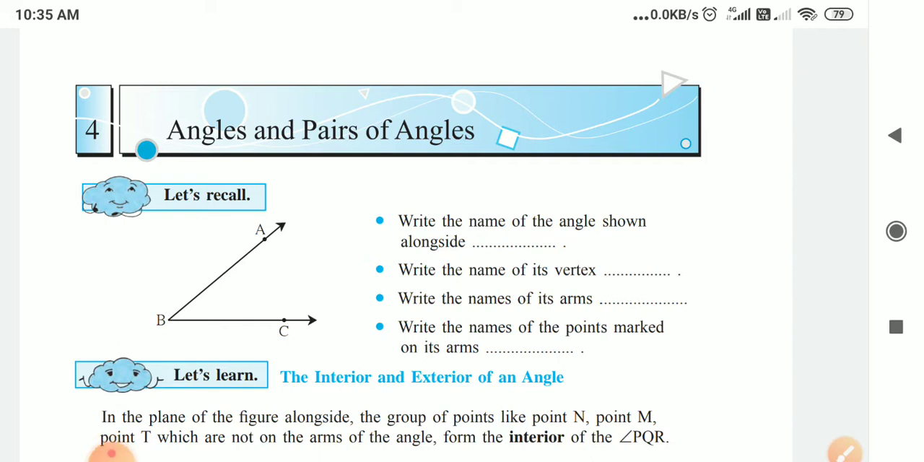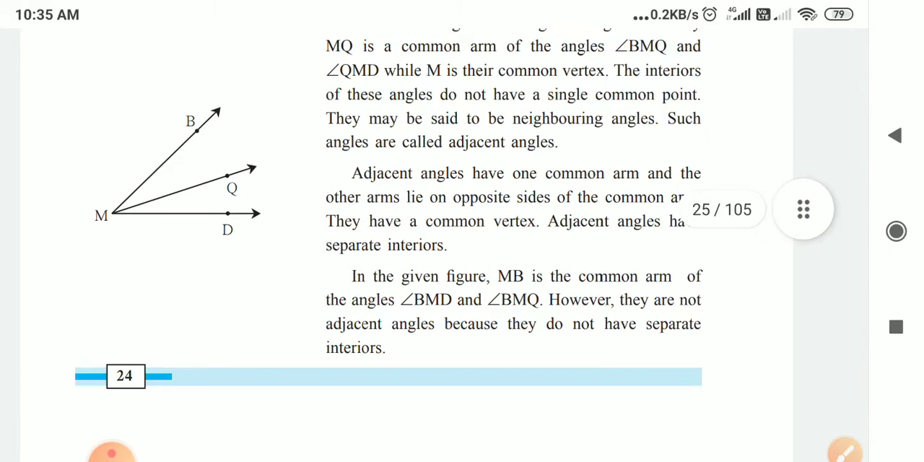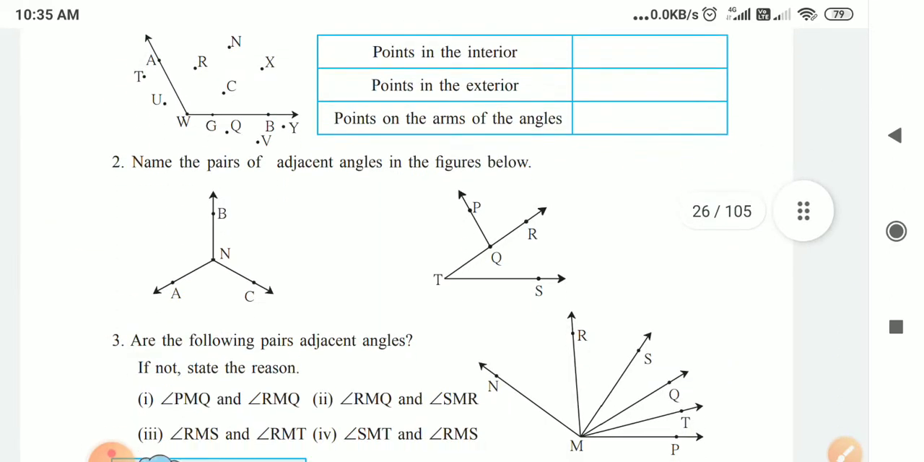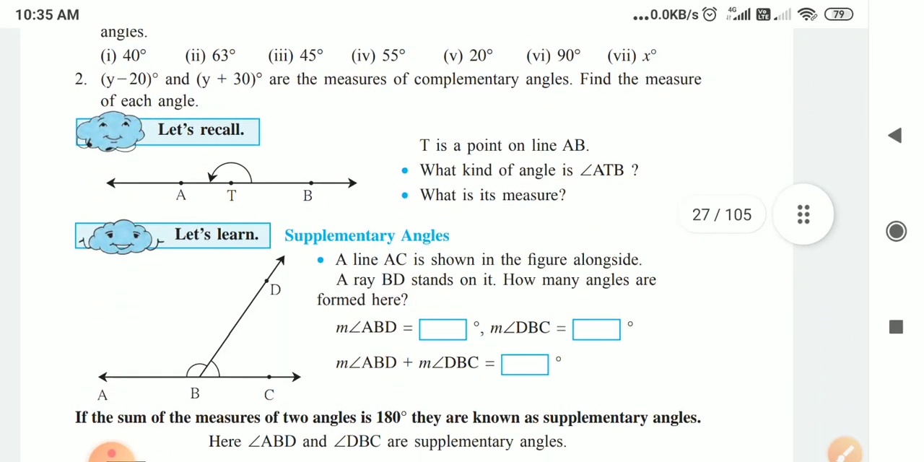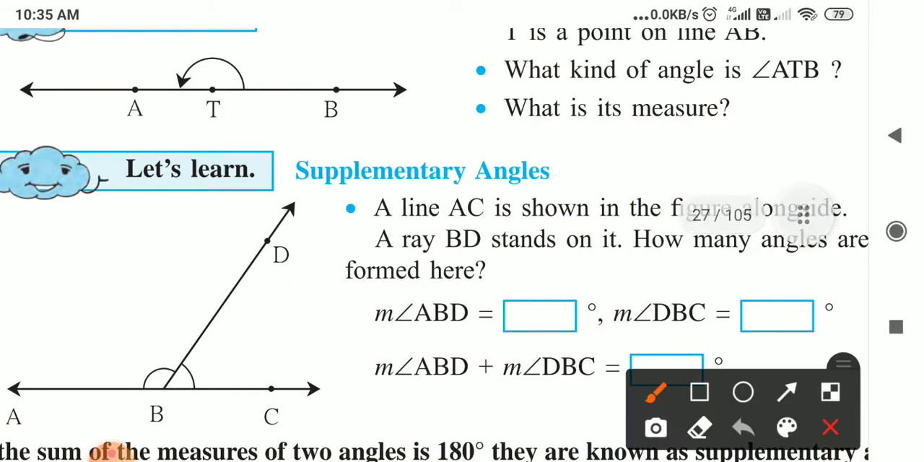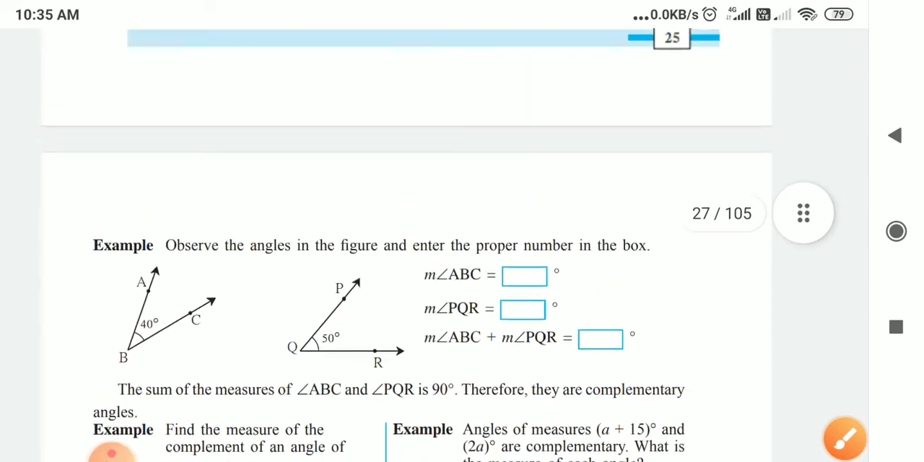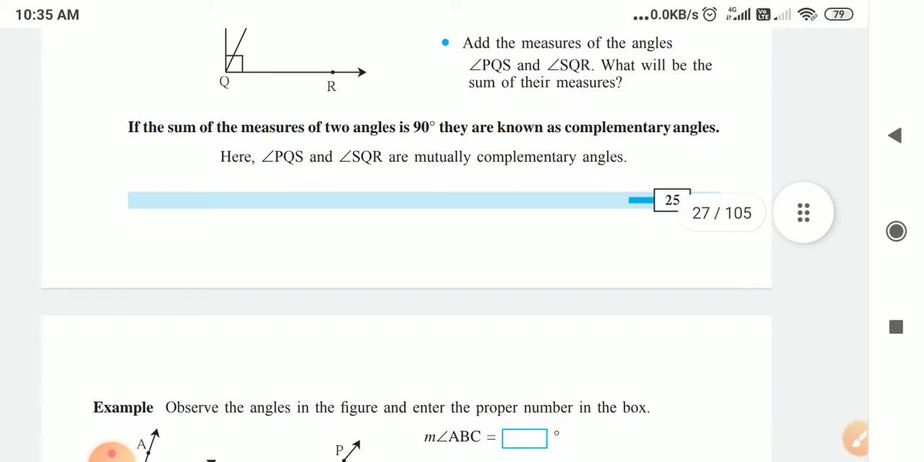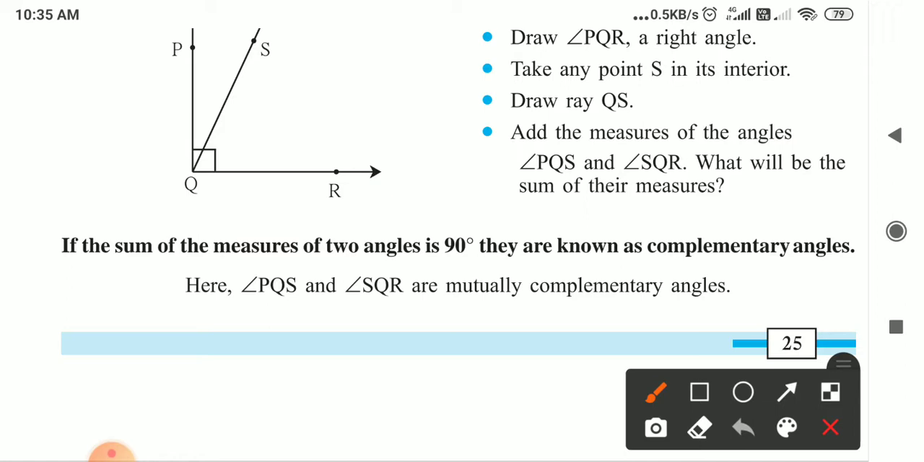Lesson number 4, angles and pairs of angles. Under this lesson, today we are going to see the next part, the complementary angle. We saw it yesterday, and now we are going to see supplementary angles. Before starting the supplementary angles, let us revise the definition of complementary angles.